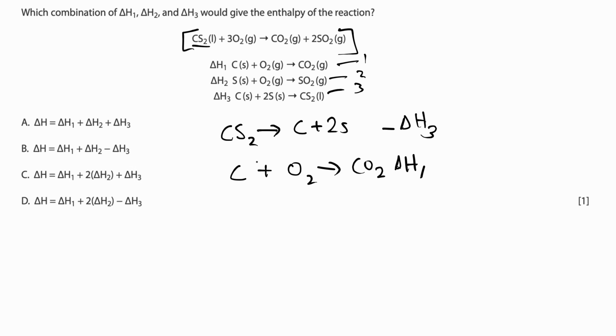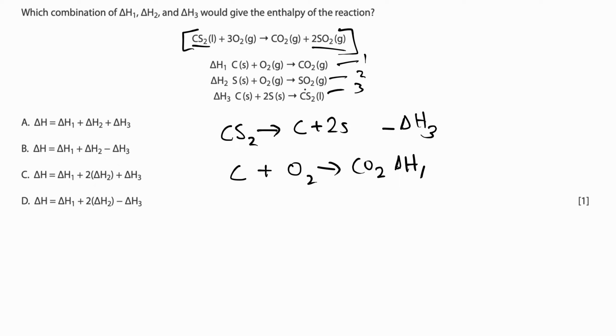And finally, what is the last equation we have? Delta H2. We need SO2, as you can see here, on the product side. If you look at SO2, it's in delta H2, the second equation, and it's already on the product side. So again, I don't need to reverse the equation. I don't need to switch over the sides.